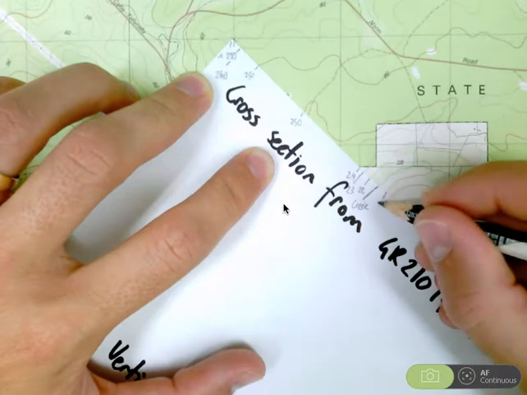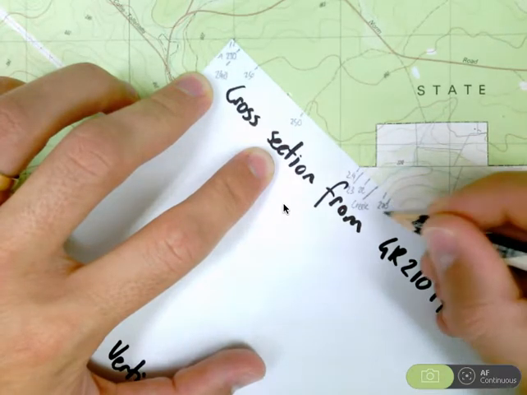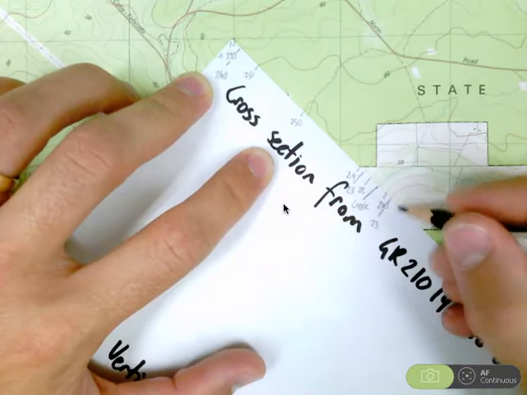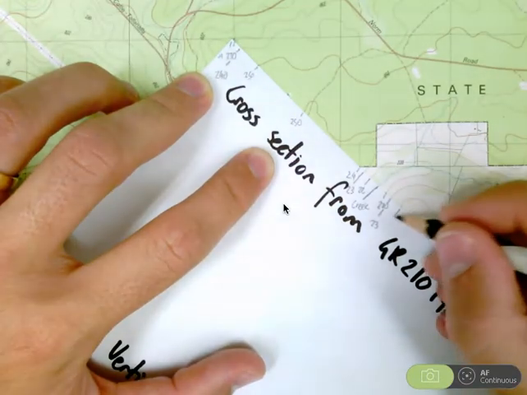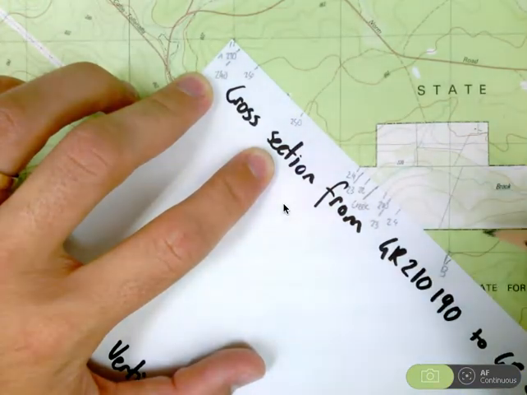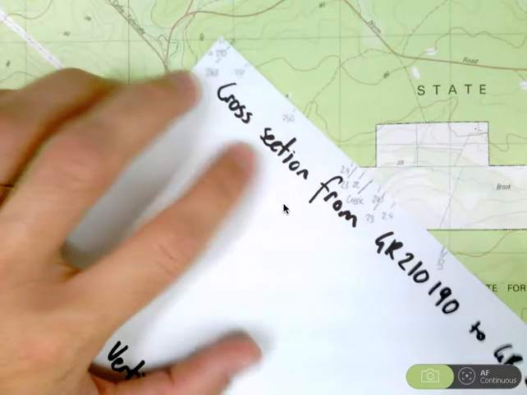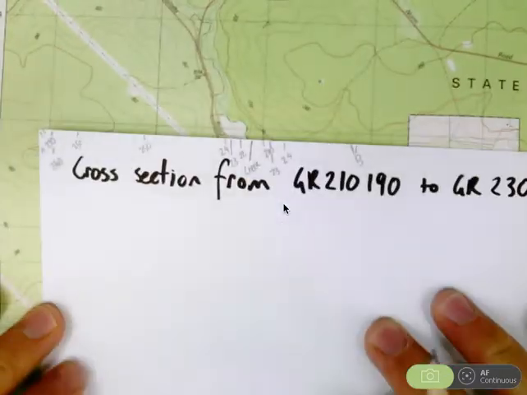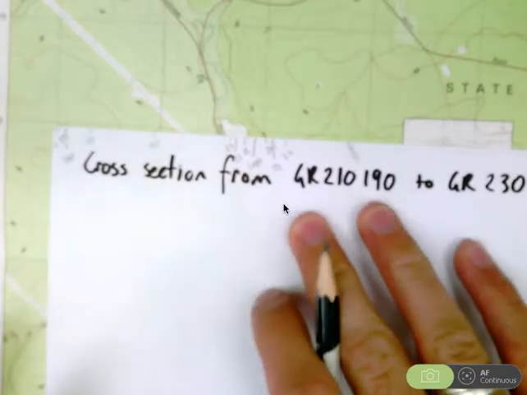Okay, then we're going back up to 220, 230, 240, and that's the last one. Okay, so we've marked all our contour lines.